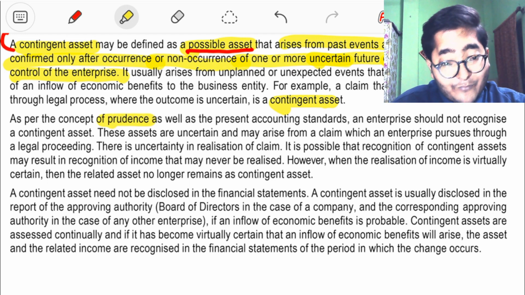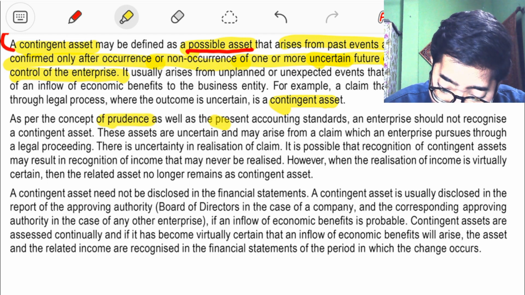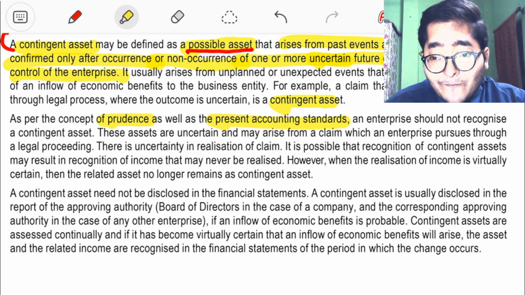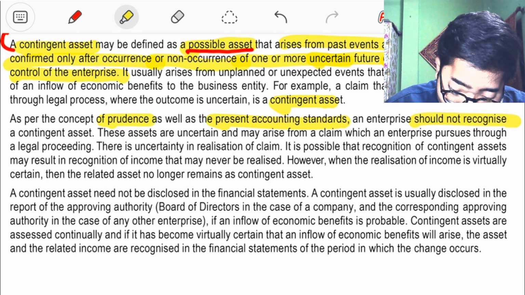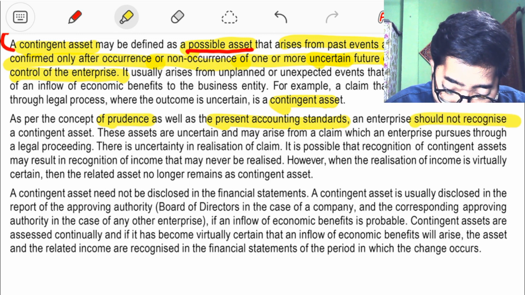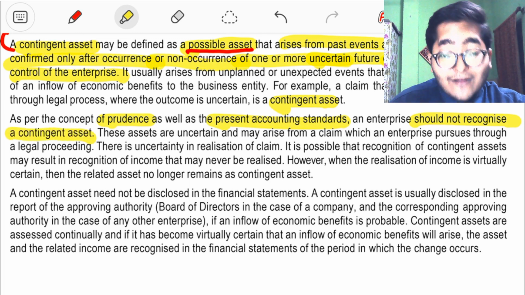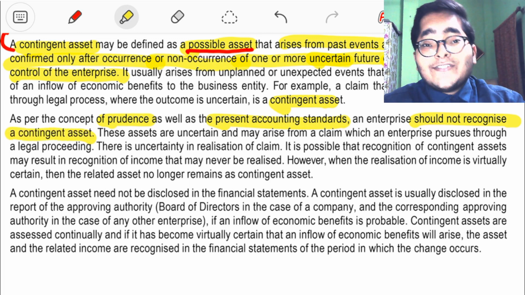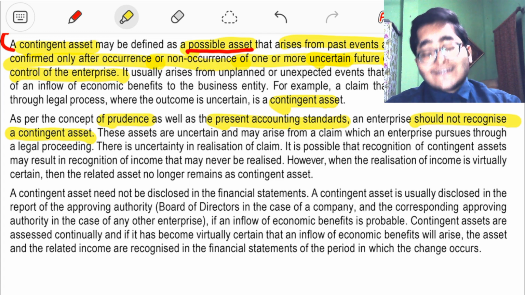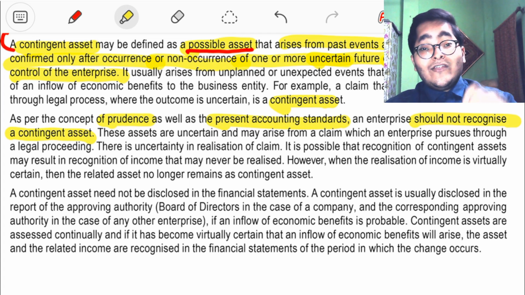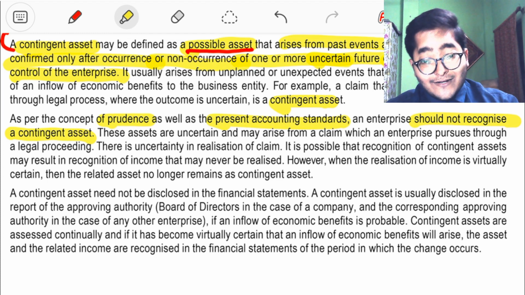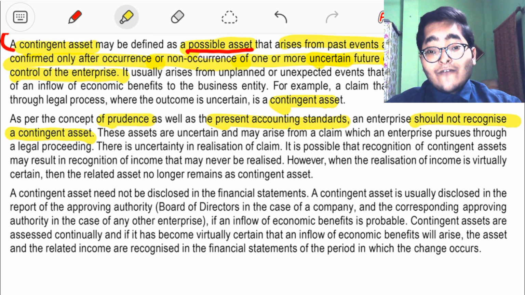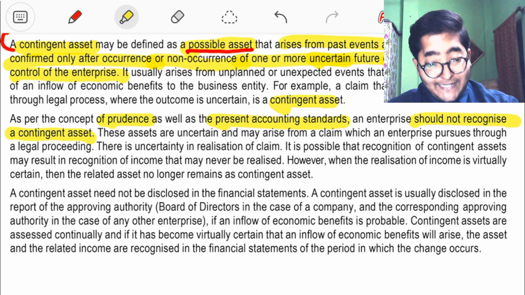As per the concept of prudence as well as the present accounting standards, an enterprise should not recognize a contingent asset. एक contingent asset को prudence concept के according या फिर जो present accounting standard चल रहा है उसके according contingent asset को recognize करना मना है या फिर वो allowed नहीं है. These assets are uncertain and may arise from a claim which an enterprise pursues through a legal proceeding.